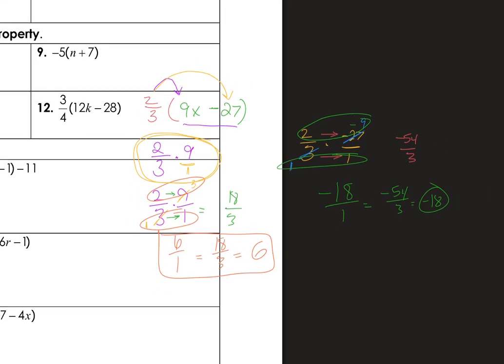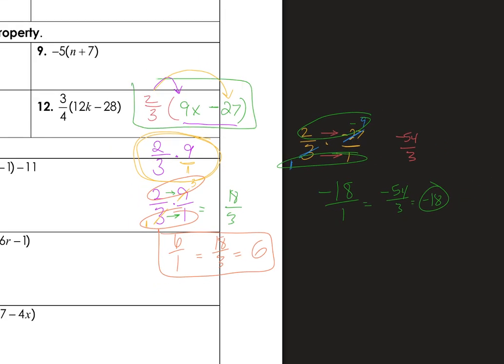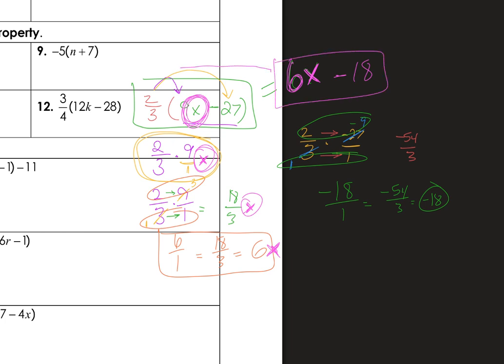So the answer to my made-up problem right here is 6x, because I made a boo-boo. I did not include my x right here. There should have been an x, and I should have had the x right here. And so the x is there. So 6x minus 18 is what would be the answer to my fake problem right here.